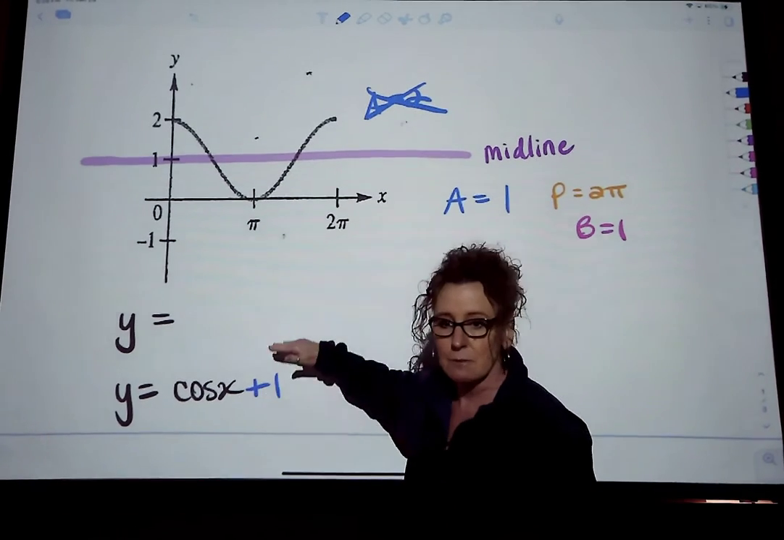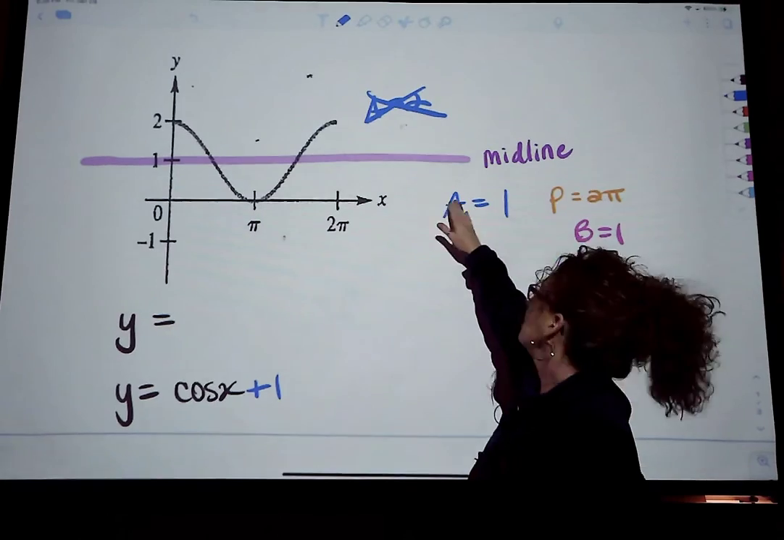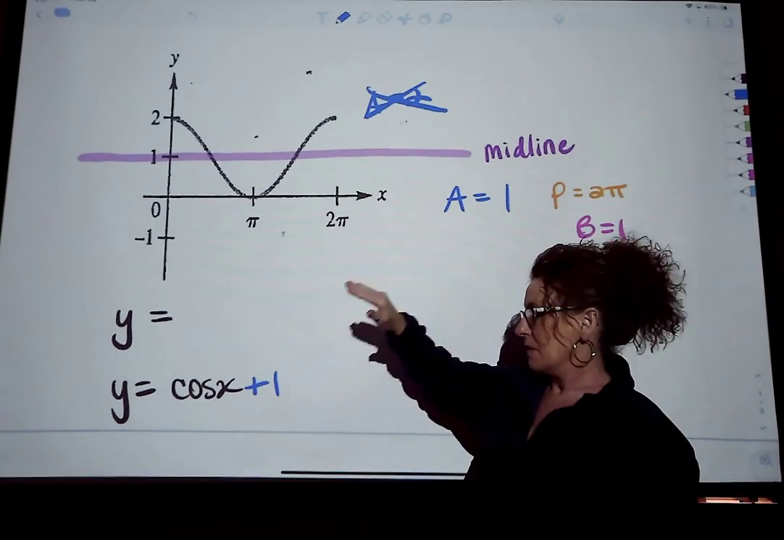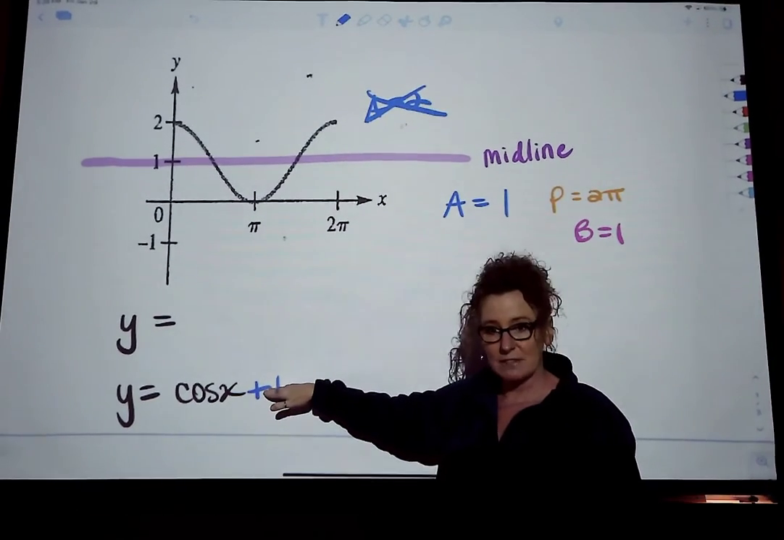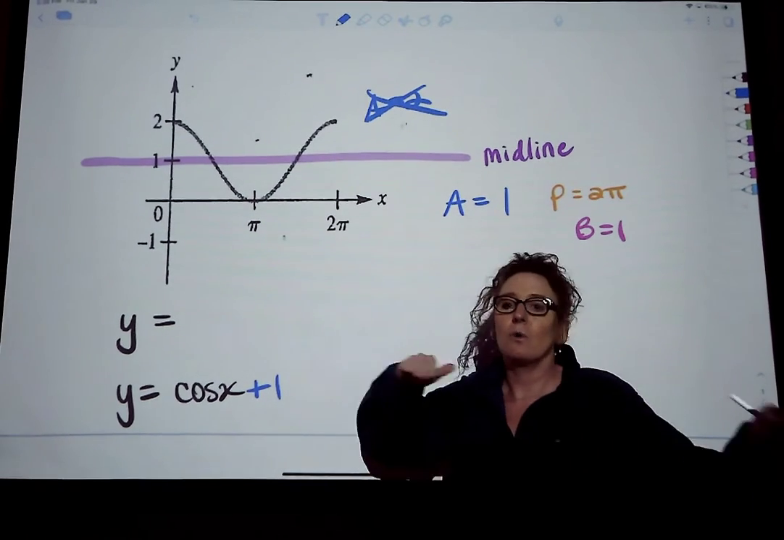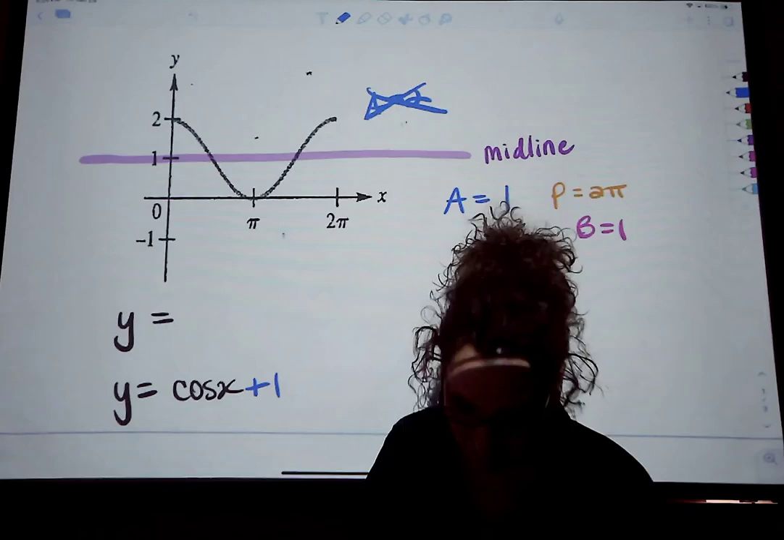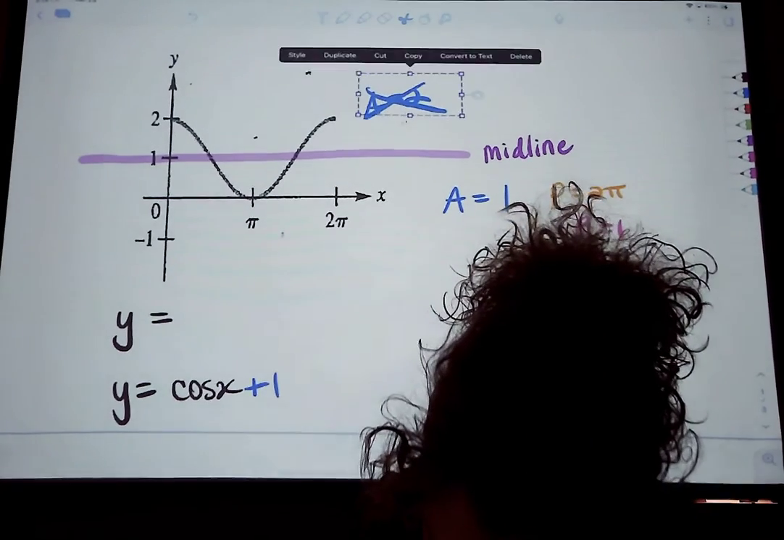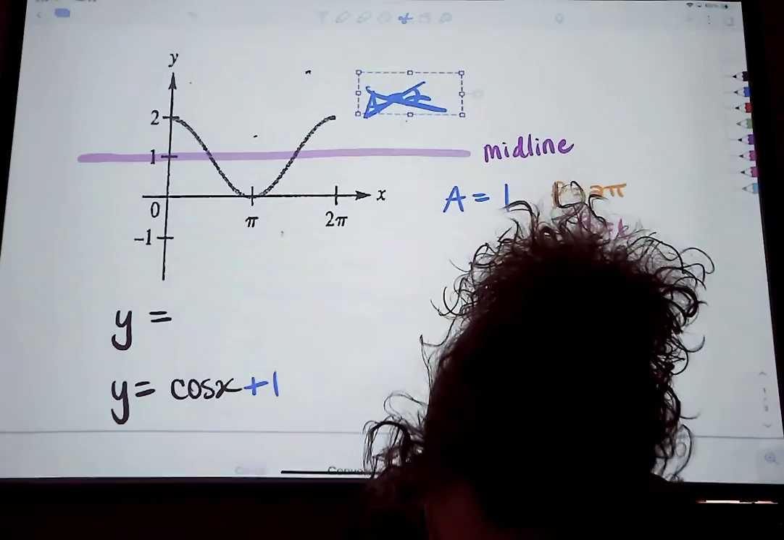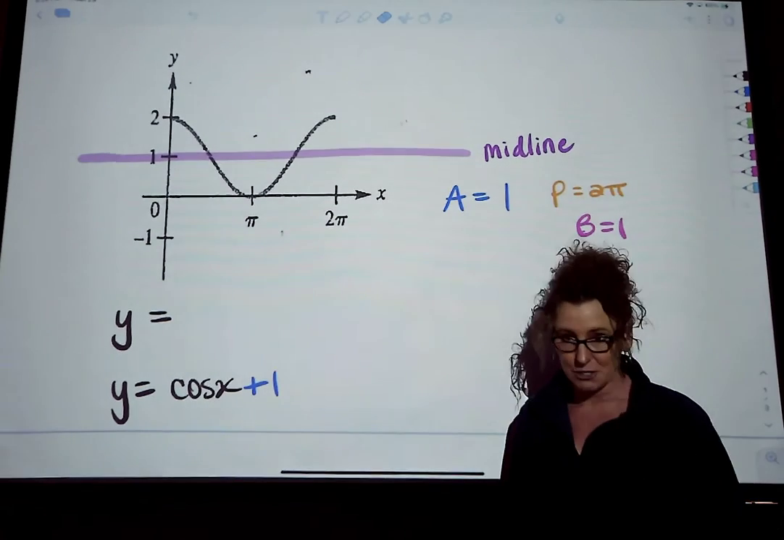This will be the same for sine. The amplitude will be the same. B will be the same. The upshift will be the same. The only difference in the two equations is a horizontal shift. I've said that like 5 times now. Oops. Okay, let's find a cosine equation. Ready?